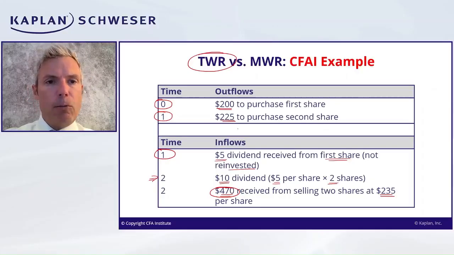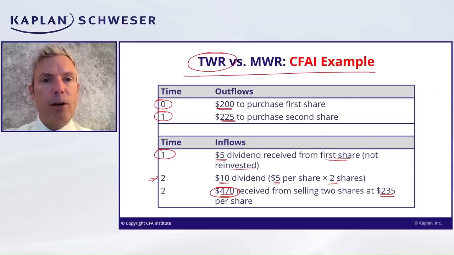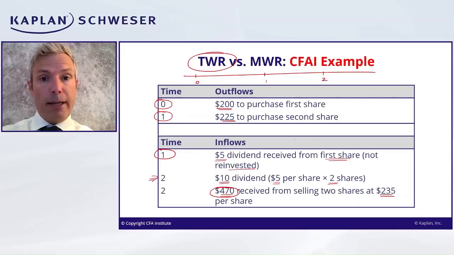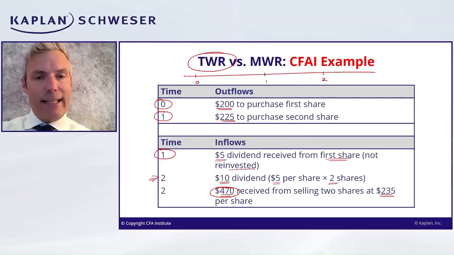So if you think about it, from a TWR perspective, when we break out our holding period returns, we've got 2 holding periods, year 1 and year 2. They're delineated by the dividends really, because that's money coming out of the fund. And we are putting more money to work in the second period as well when we buy another share. So that's what delineates our 2 holding periods.